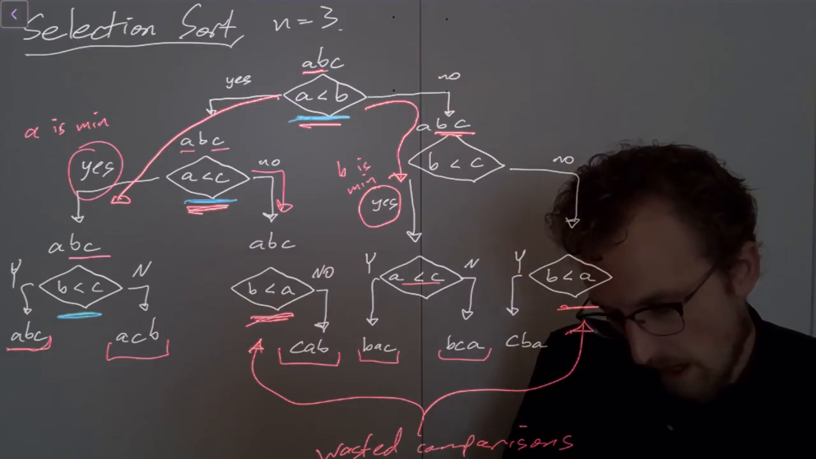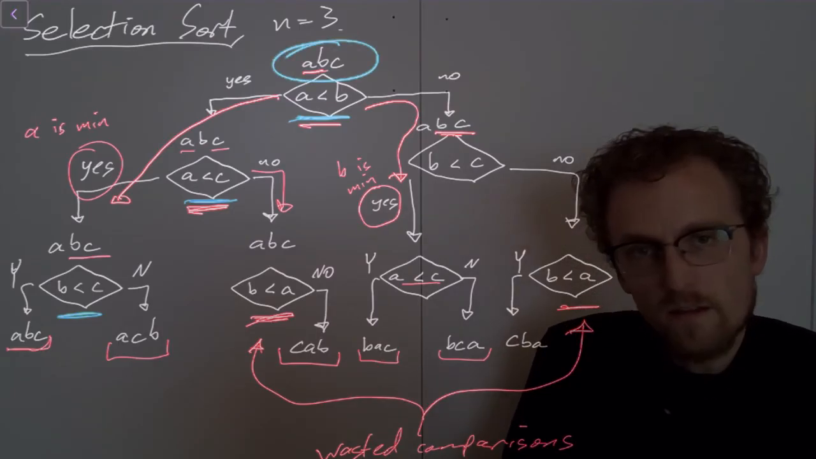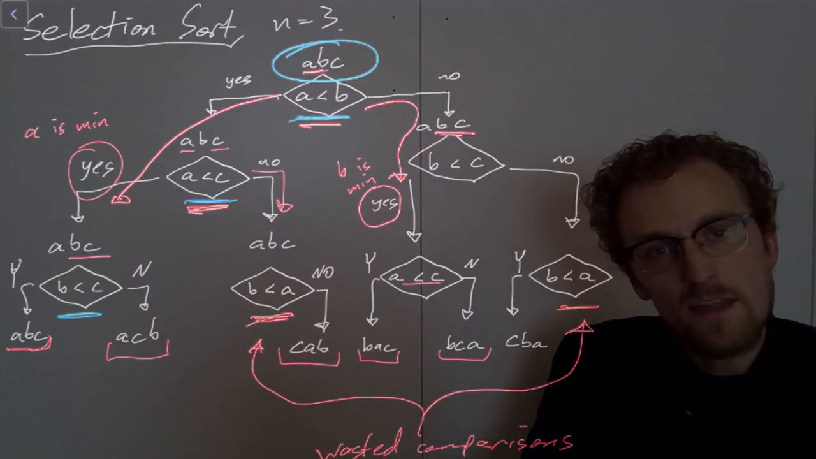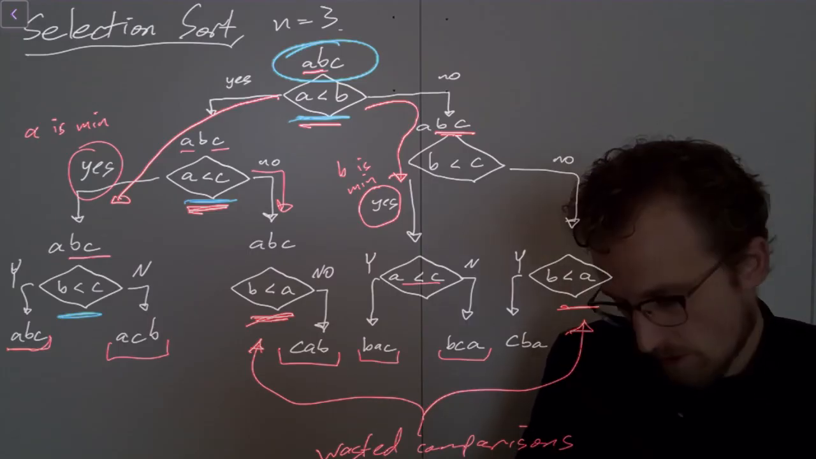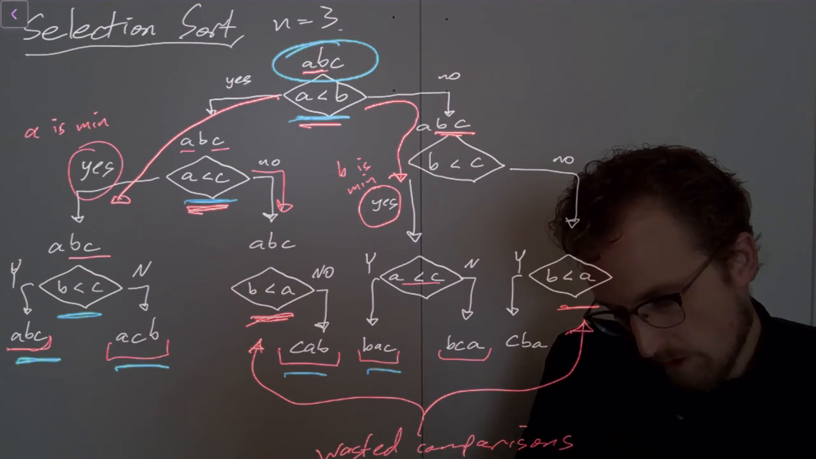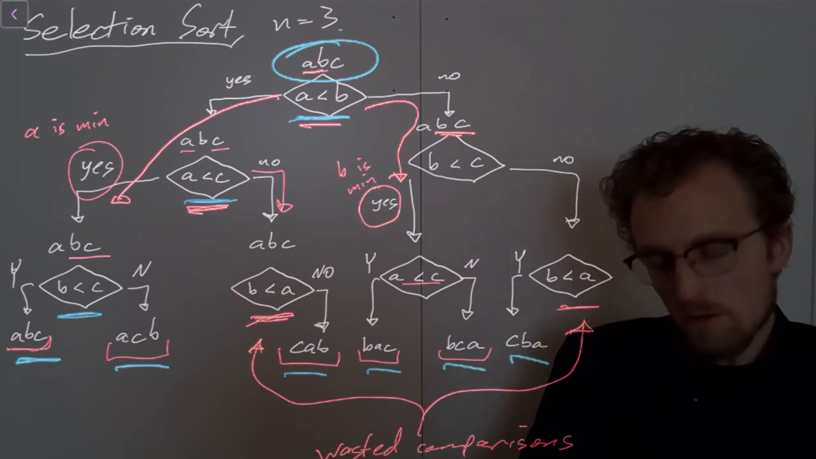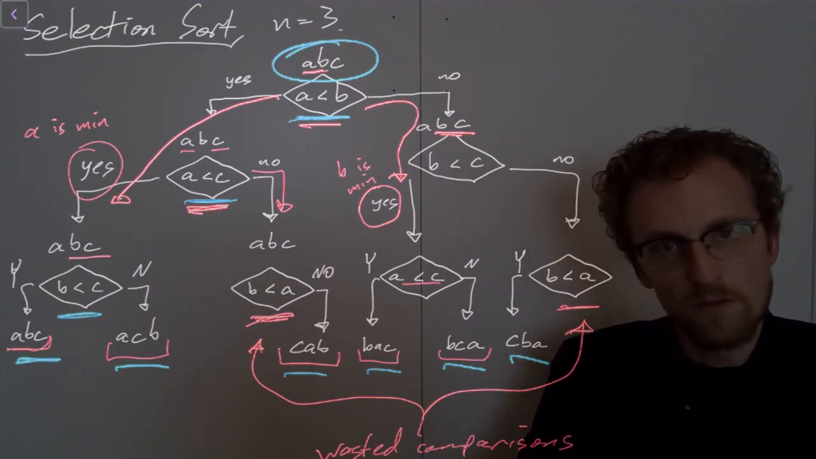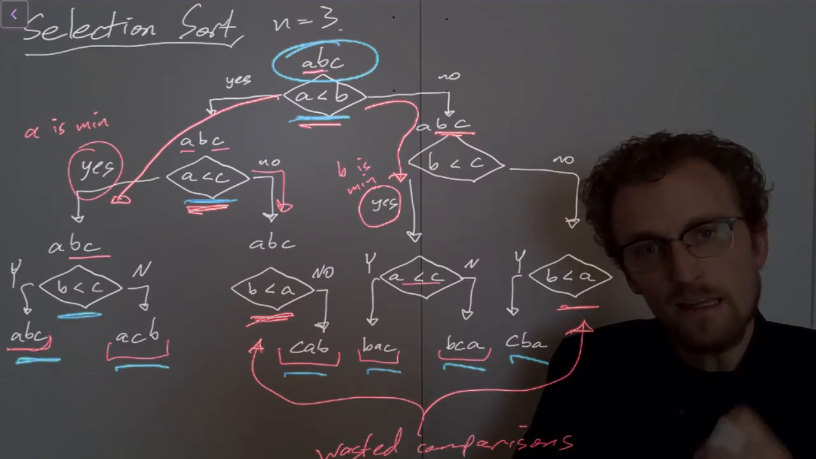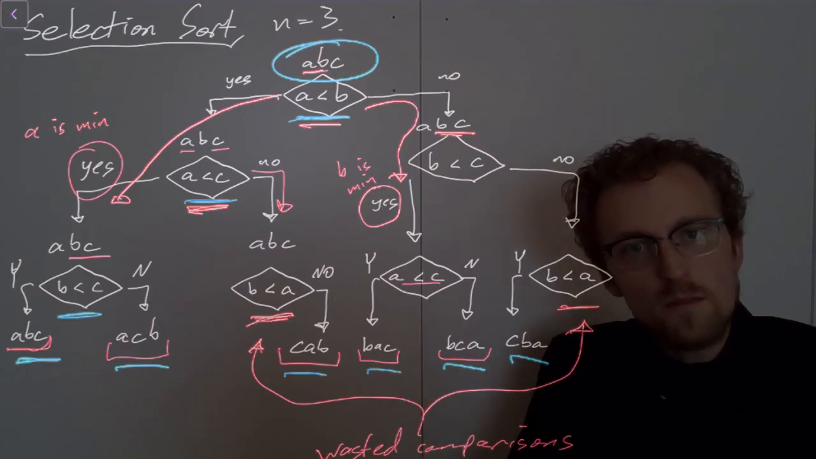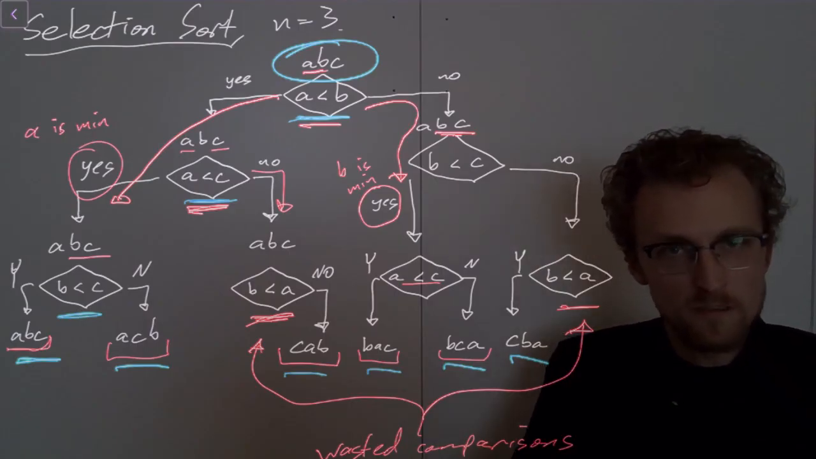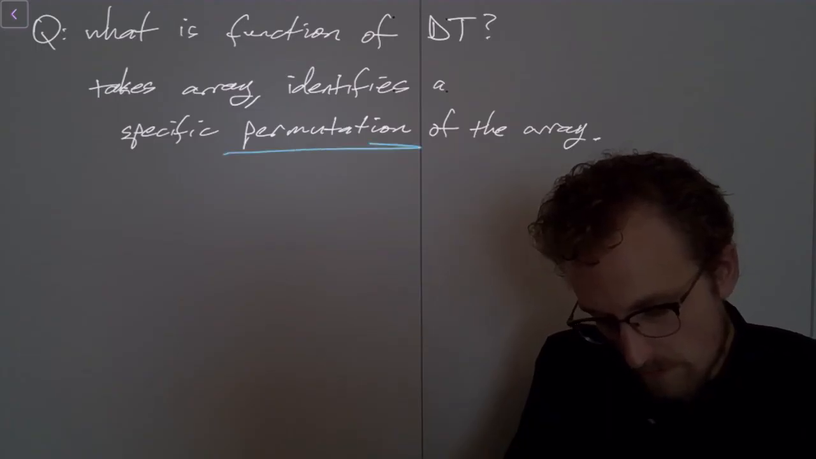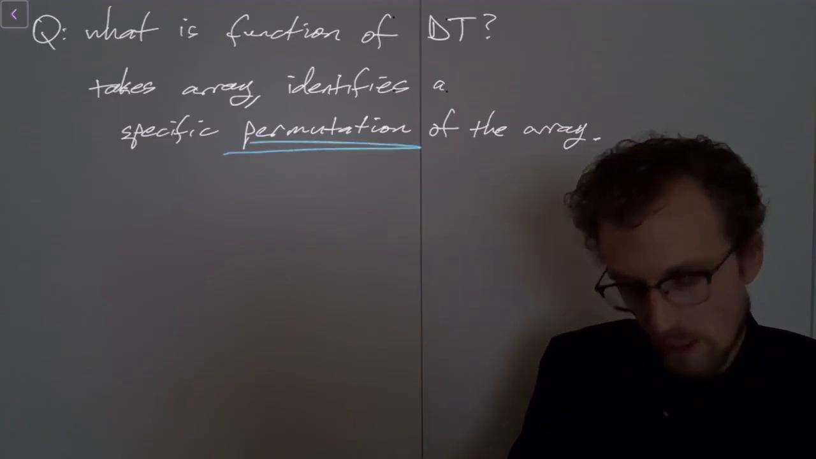So if I give it an array, what it does is it performs a series of comparisons, a series of binary decisions. And then at the end of that, at the leaves of the decision tree, it returns a permutation of the input array. And you can actually check and make sure that all 6 permutations of our input array exist as leaves on the tree. So the number of leaves of the decision tree has to be at least the number of permutations of the input. The leaves of the decision tree correspond to permutations of the input array.